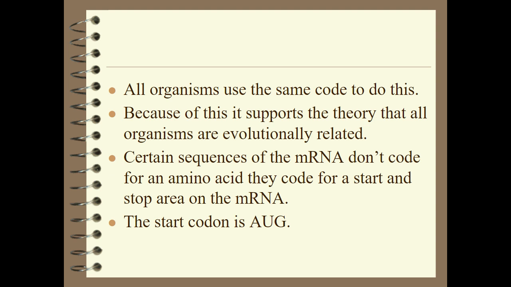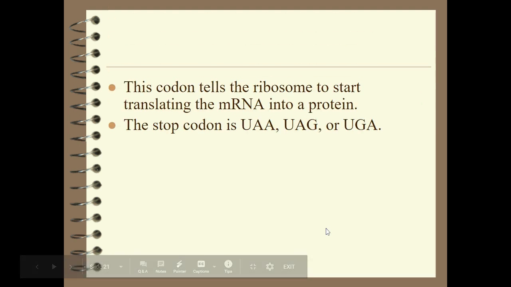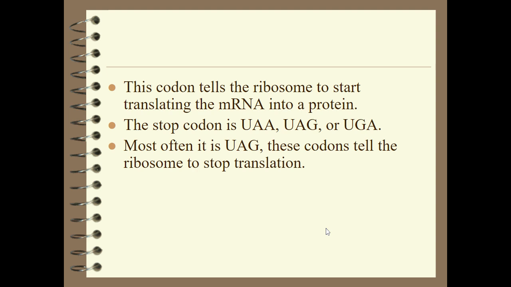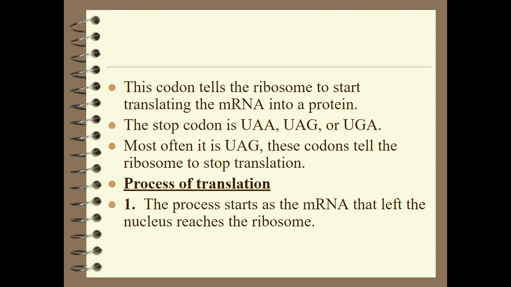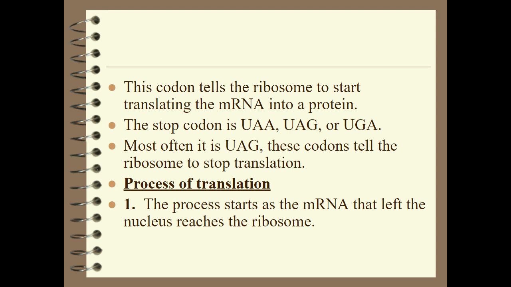Certain sequences of the messenger RNA don't code for an amino acid. They code for the start and stop areas on the messenger RNA. So the start codon tells the ribosome to start translating the messenger RNA into protein. The stop codons are UAA, UAG, and UGA. Most often UAG is the codon that stops, but it is possible for the other two to be the stoppers too.